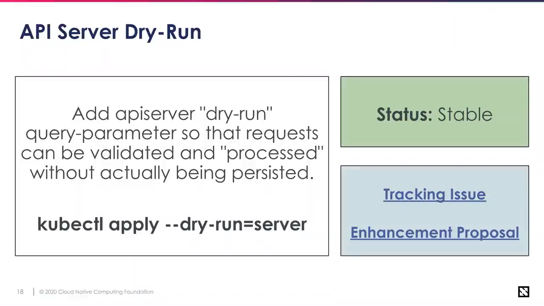This is going to give you all that information that you need. And if you use kubectl apply dry run, it's going to do the client diff by default. So if you just do dry run, that's what's going to happen. If you actually want the API server to do it, you have to specify dry run equals server.